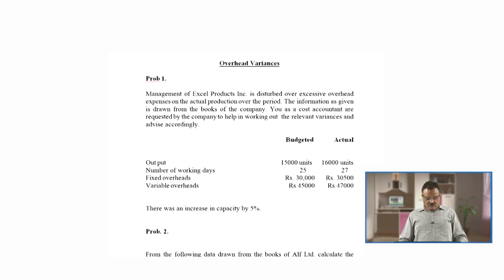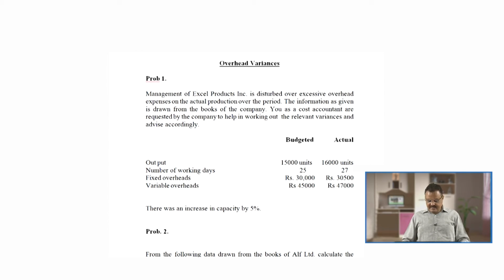You, as a cost accountant, are requested by the company to help in working out the relevant variances and advise the company accordingly. The information given to us is output, standard information (budgeted means standard), and the actual information. Budgeted output is 15,000 units and actual output is more by 1,000, that is 16,000 units. Number of working days 25 and 27.